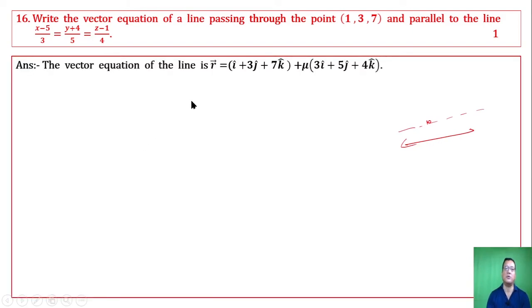The vector equation of the line is the position vector of the given point plus lambda times the direction ratios, which are proportional, that is 3, 5, 4, the direction ratios of the given line, taking i, j, k components. This is the vector equation of the line passing through the given point and parallel to the given line.